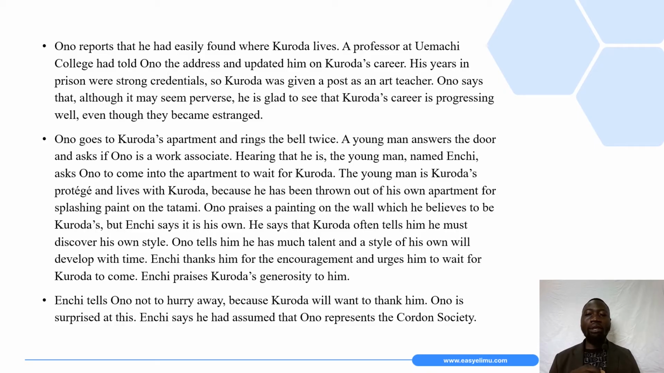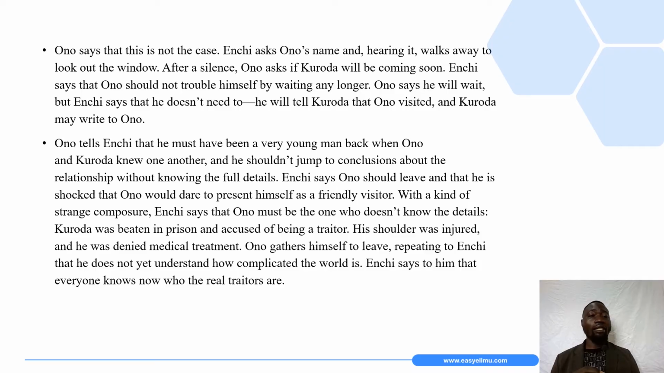Enchi again praises Kuroda's generosity to him, that is, in being able to accommodate him. So he tells Ono not to hurry away, because Kuroda will want to thank him. So Ono is surprised at this. Then Enchi says he had assumed that Ono represents the Cordon society. So Ono says that this is not the case. And Enchi later asks Ono his name, and upon hearing it, walks away to look out the window.